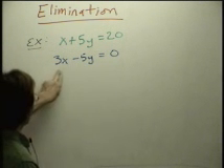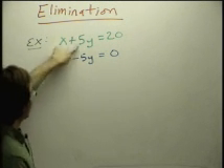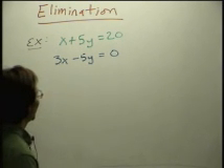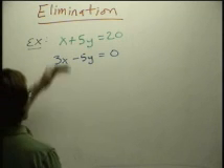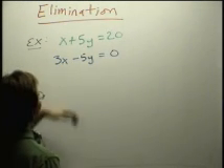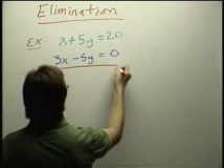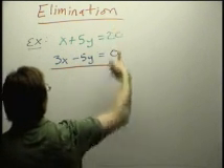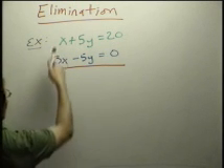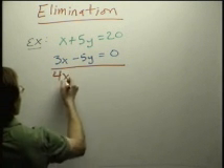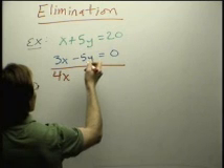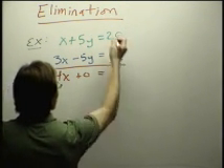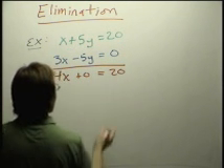Notice the way this is set up: in this equation I have a positive 5y, and in this equation I have a negative 5y. Well, what happens if I were to add the equations? That is to say, I add the x terms, I add the y terms, and I add the constant terms. Well, x plus 3x gives me 4x. 5y minus 5y just gives me 0. And 20 plus 0 gives me 20.